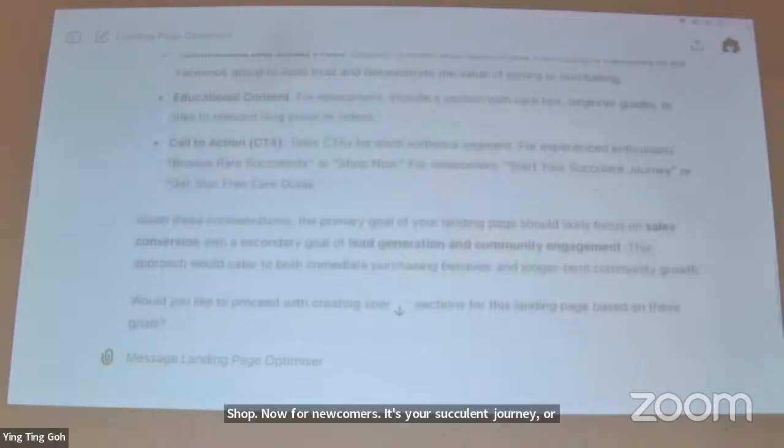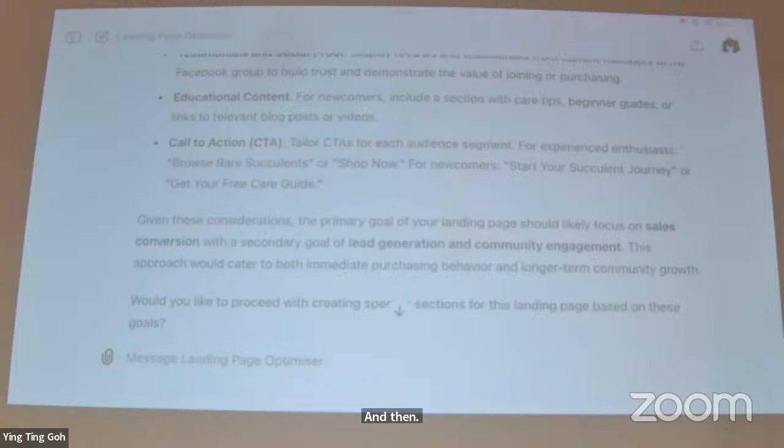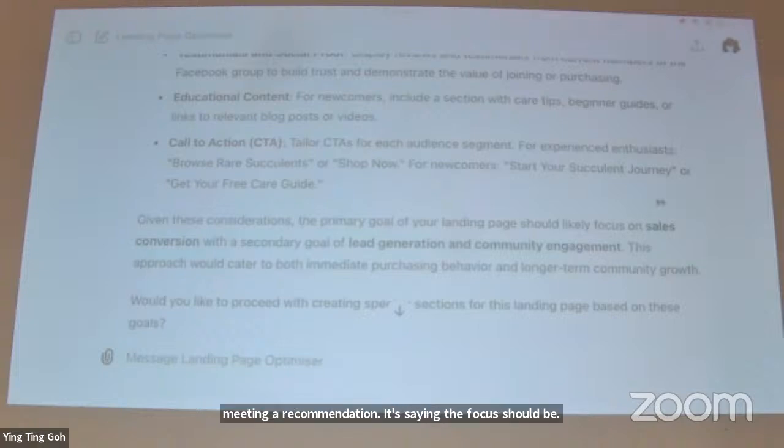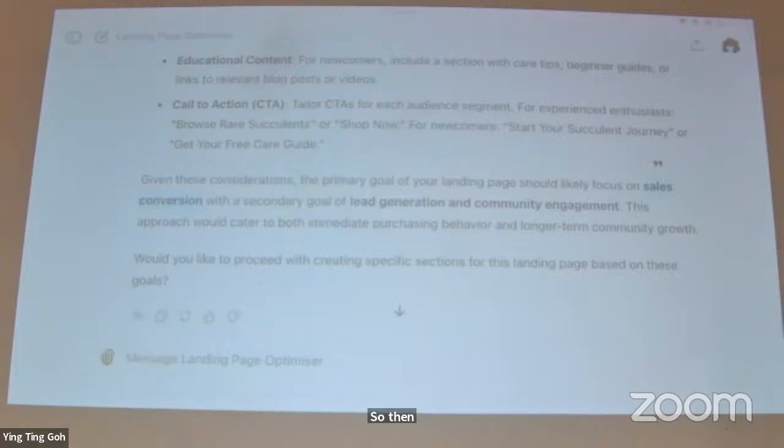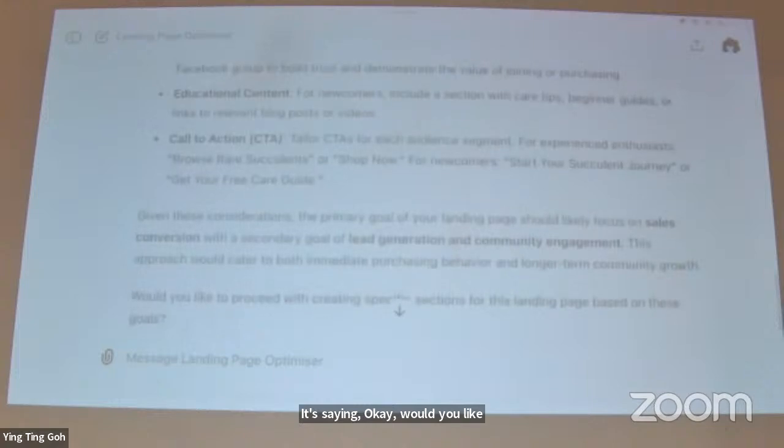And then, given these considerations, ChatGPT is making a recommendation. It's saying the focus should be sales conversion, and then potentially the secondary goal can be lead generation and community engagement. So then it's saying, okay, would you like to proceed with specific sections? So what I'm going to do is respond how I would respond when I'm presented with something like this, and then I'll refresh again.